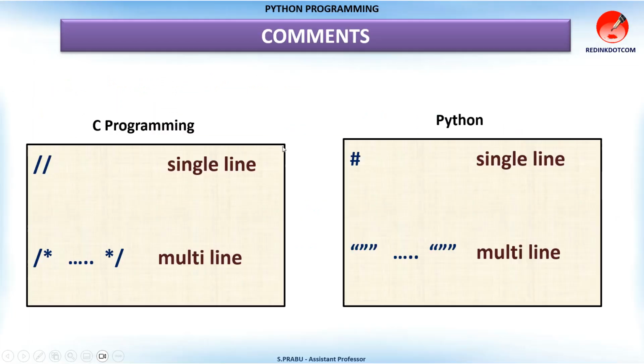When we compare C programming comments with Python comments, in C programming, single line comments are achieved by double slash, whereas in Python, the hash symbol is used. Multi-line comments are achieved by slash asterisk and asterisk slash. Within these two, we can write any number of lines. In the same way, within triple quotes, we can create any number of multi-line comments.